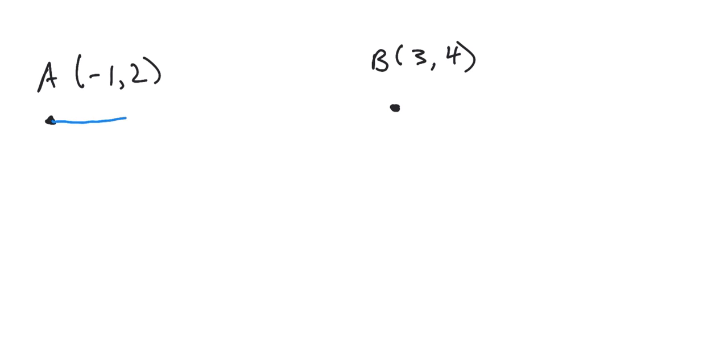So I need you to consider the point A, which starts at -1, 2, and then B, which is another point way over here. Let's call it 3, 4. So imagine those points are sitting in space, and there is a line that is directly between them.